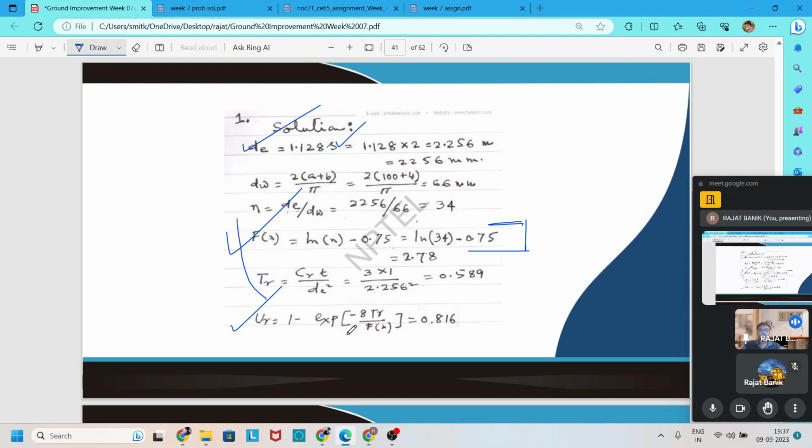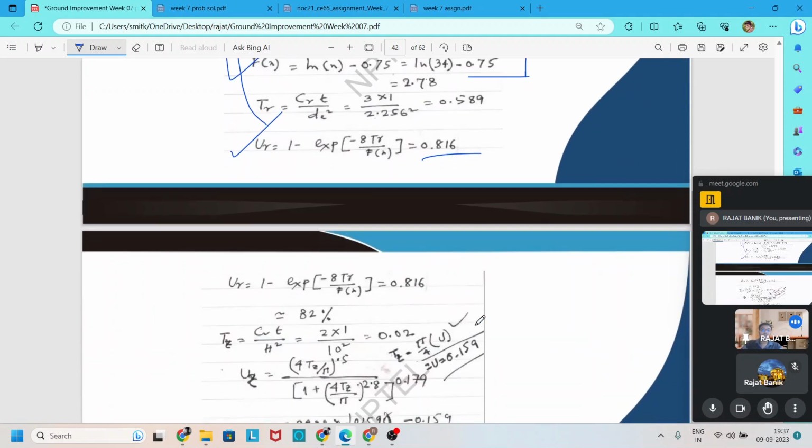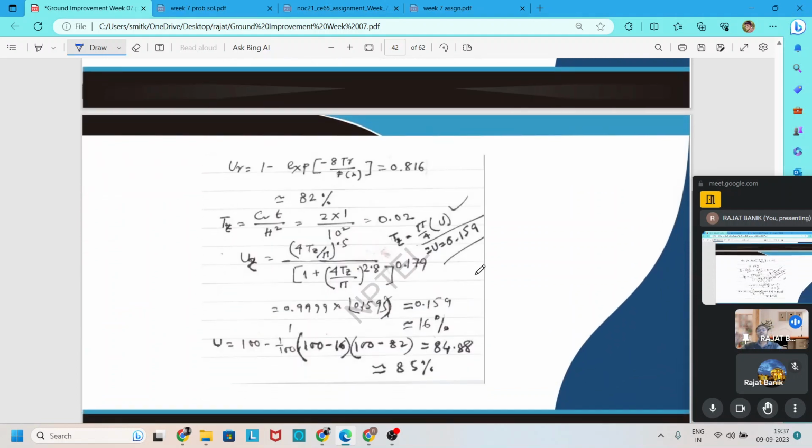After that, all the values we put in this formula to find out the radial degree of consolidation, and we find the radial consolidation is about 81, we can say almost 82%. Now we find out the degree of consolidation for the vertical direction. For that we need to find out the time factor for the vertical direction, and the drainage path for the vertical direction is about 10. By this formula you can easily find out the degree of consolidation in the vertical direction, and it comes to about 16%. After that we combine the degrees of consolidation, and it is about 85%.